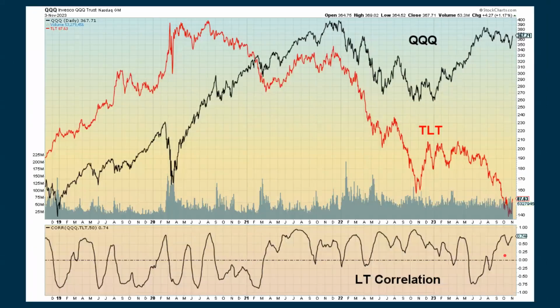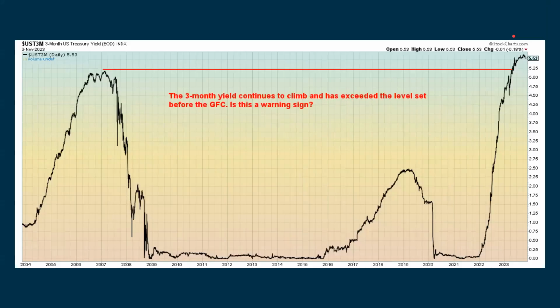And then we look at the QQQs to the long-term bond ETF. They are having a pretty strong tendency to go in the same direction. The TLT's been going up as the QQQs have been going up recently. And then we're keeping an eye on the 3-month yield. We don't know if this is going to be a big deal or not.